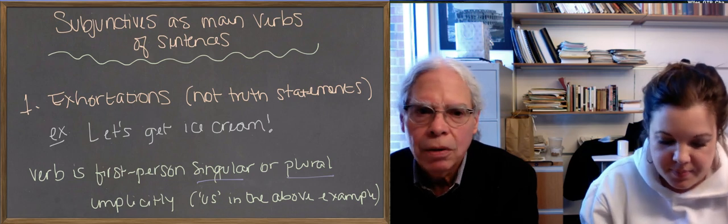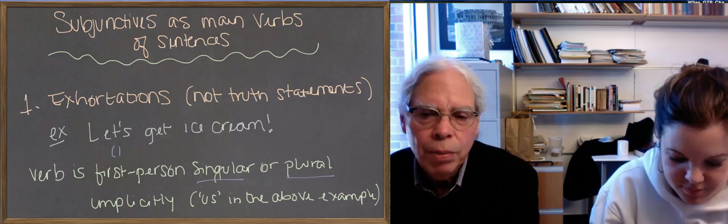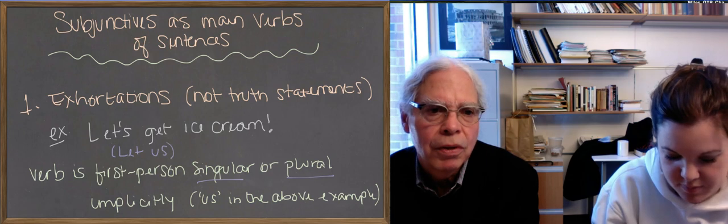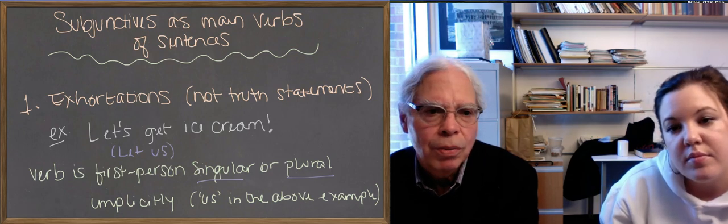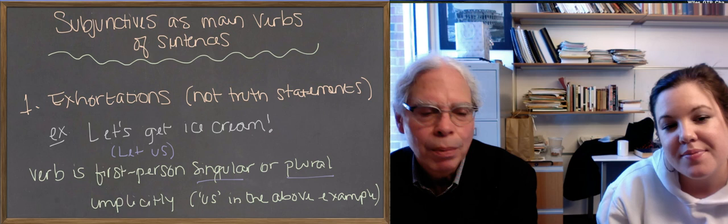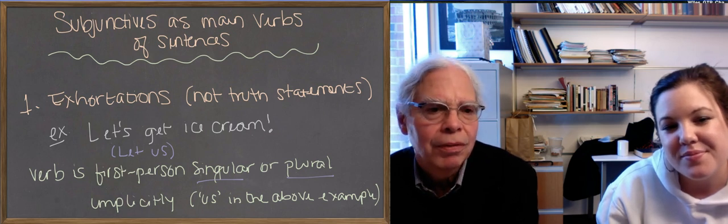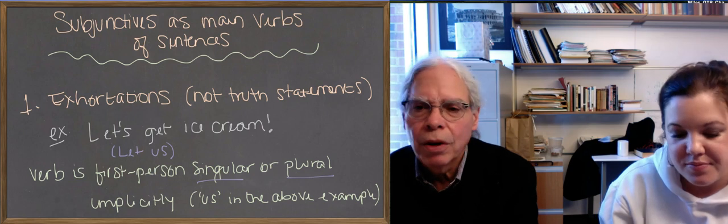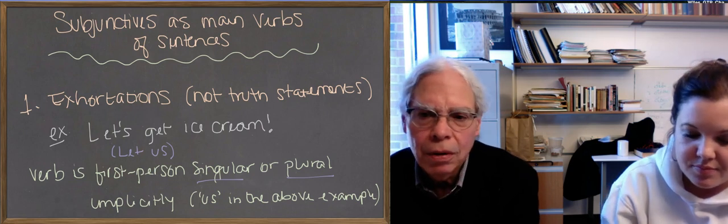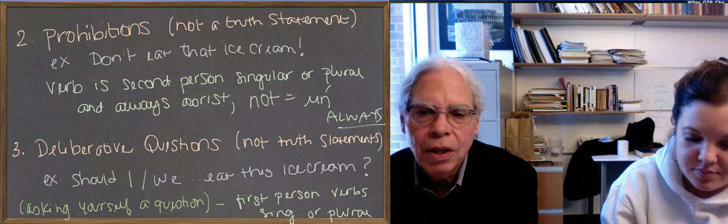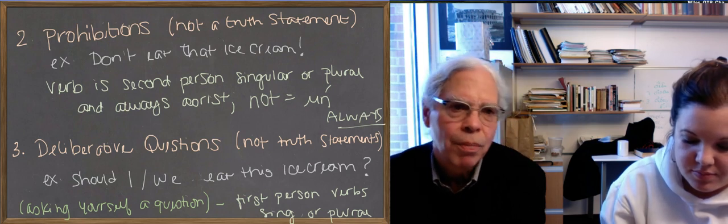And in Greek, you put the verb in such a sentence in the subjunctive. In this case, it's going to be an aorist subjunctive. It's let's be getting ice cream, to be literal-minded, if it's going to be a present subjunctive, all right? That's one type of sentence in which you'd use a subjunctive. You're not stating a truth, you're urging people to do something.